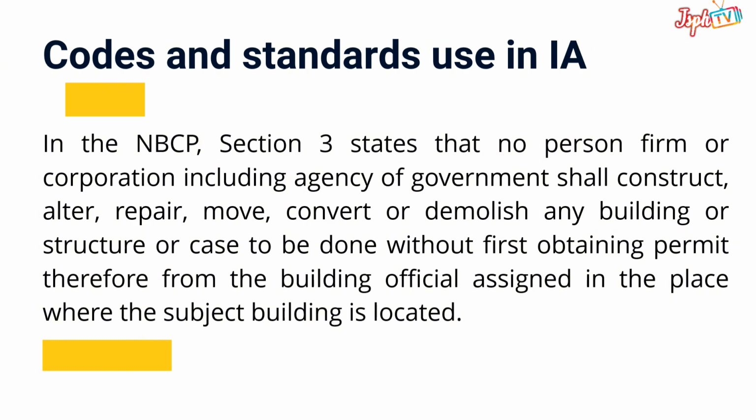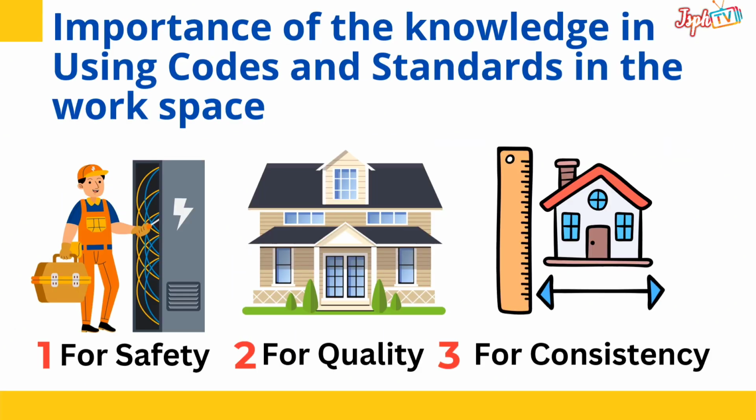In the NBCP, Section 3 states that no person, firm, or corporation, including agency of government, shall construct, alter, repair, move, convert, or demolish any building or structure without first obtaining a permit from the building official assigned in the place where the subject building is located.